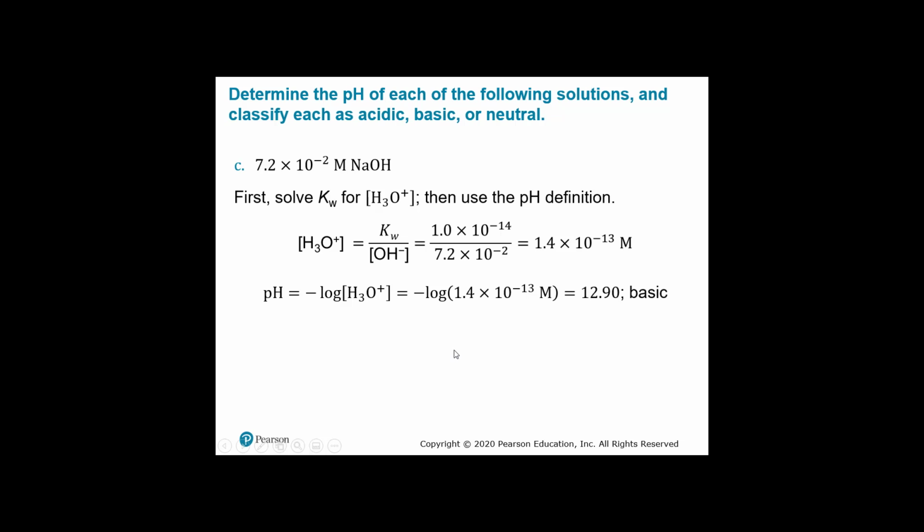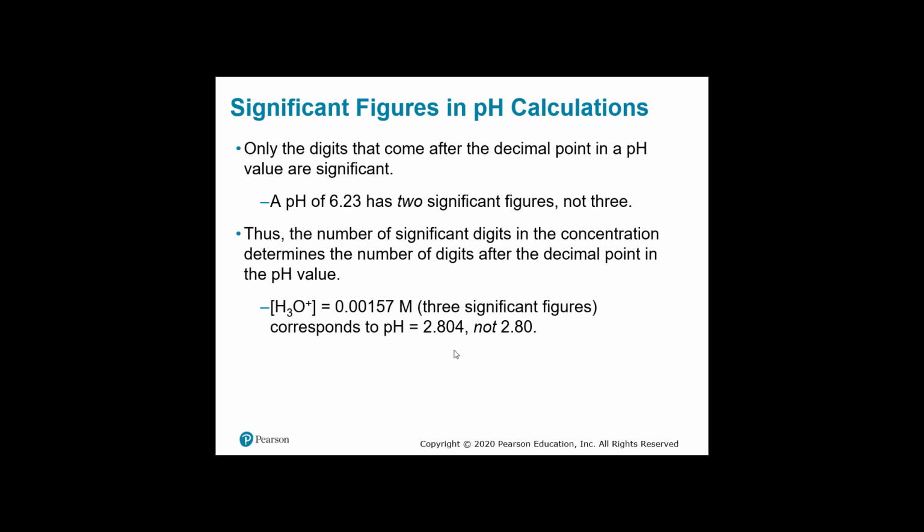So this is basic. So sig figs in pH calculations: only the digits that come after the decimal point in the pH value are significant. So a pH of 6.23 has 2 sig figs, not 3. So this is a good example of how you can easily make a mistake. The number of sig fig digits in the concentration determines the number of digits after the decimal point.